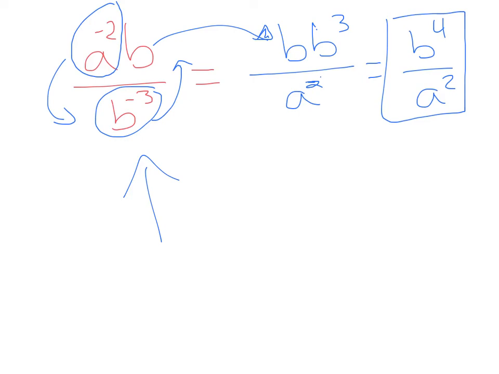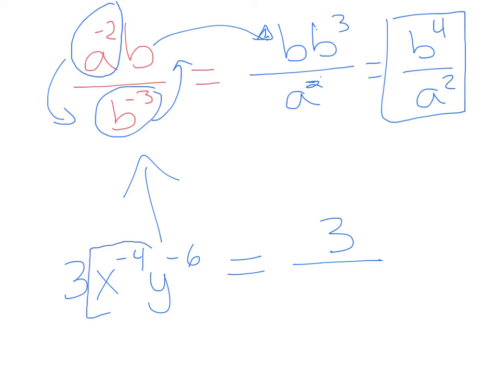Interesting. So that's just the same if you have 3x to the negative 4th, y to the negative 6th. We can call this 3 staying up top, because this negative exponent does not belong to the 3, it just belongs to the x. We can put that on the bottom, along with its friend, y to the 6th. Pretty easy. One more example for the road.